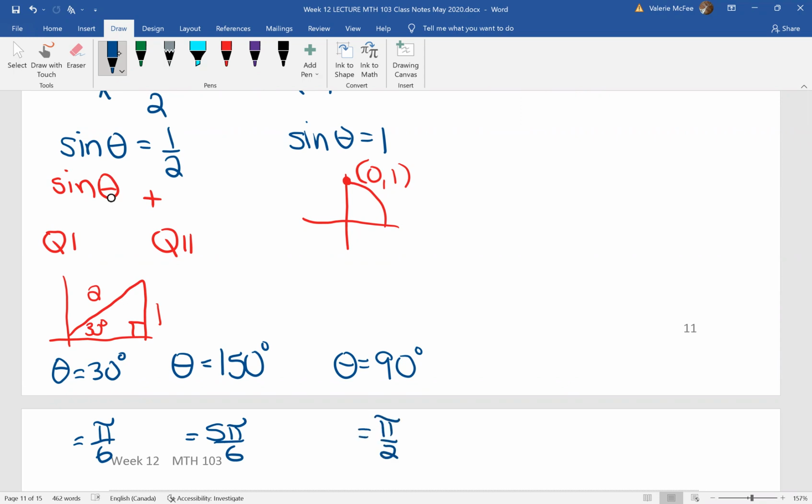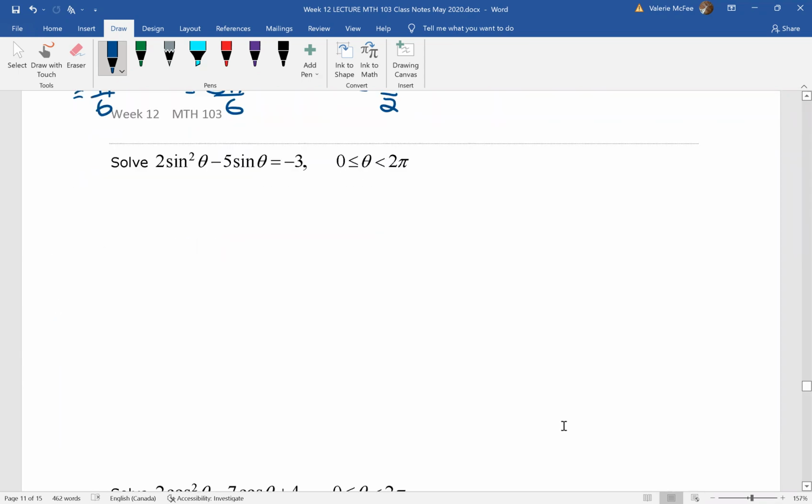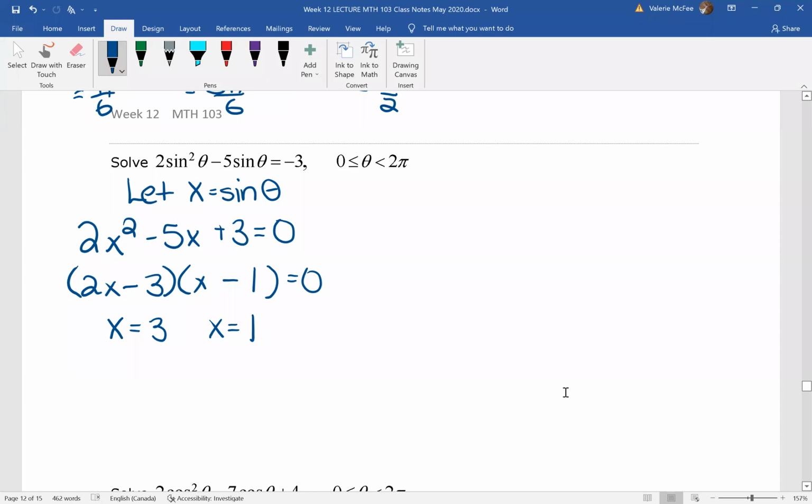Let's solve another equation in quadratic form. Why don't you go ahead and solve this one? Make sure you have your statement telling me what x equals if you're using x before you factor, and you found two values for x. Now you can substitute and solve for theta.